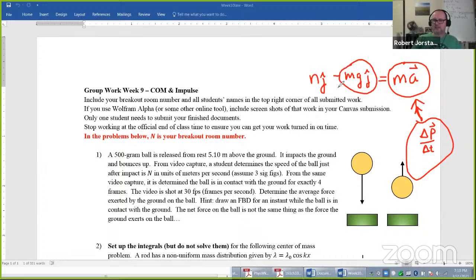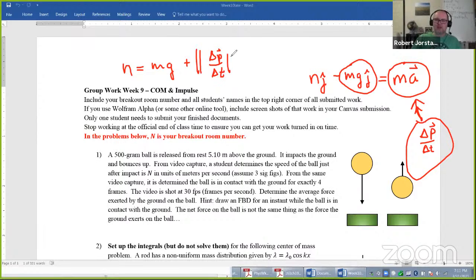All the j-hats cancel out. So basically you get N equals Mg plus the magnitude of delta P over delta T. And it's pretty quick.